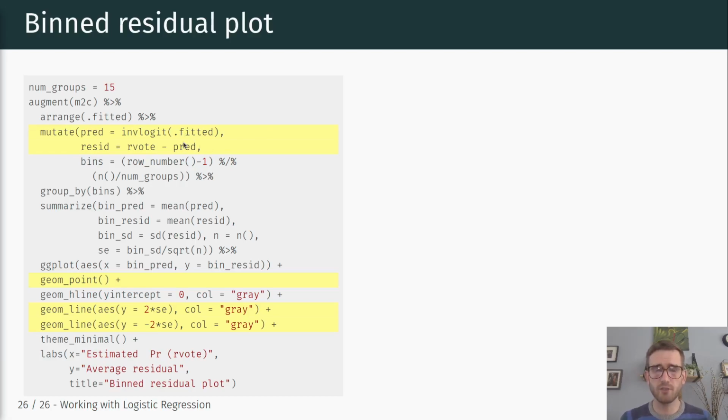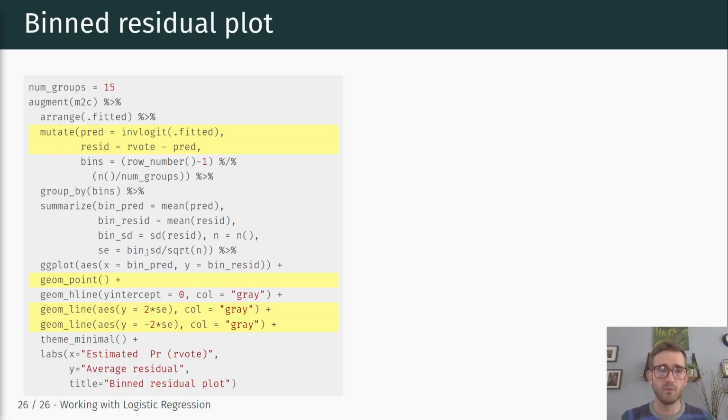Of course, the challenge from a computational perspective is to divide up these observations into equally sized bins, and then compute the average residuals and the average predicted probabilities. We also need additional guidelines to evaluate whether deviations are actually outside of the range of residuals that we should observe.